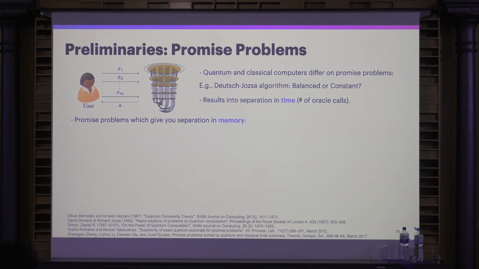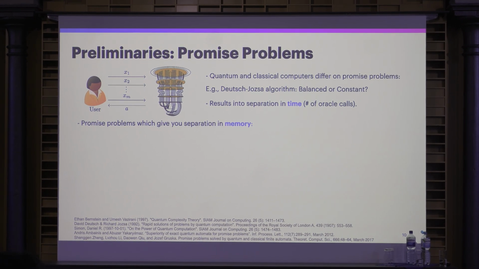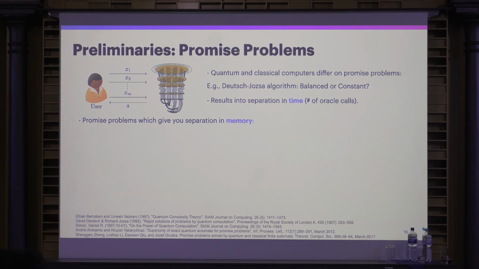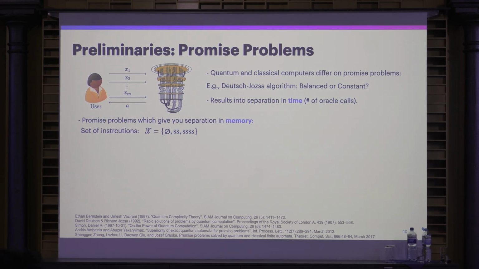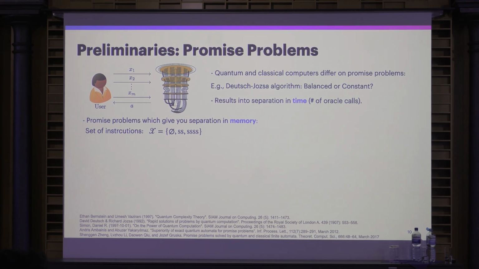On the other hand, there are other promise problems, known since the early 2000s, which give you a separation in memory. And this is what we want to utilize here. So let's consider a very simple example. Let's consider that you are a classical user sending 4 possible sets of instructions to a quantum computer. The first instruction is just nothing. You tell it an empty set. You are telling the quantum computer just to measure. The second set of instructions that you are sending is S and S. This is just a classical label. It's going to make sense later. And the last one is 4 S's.